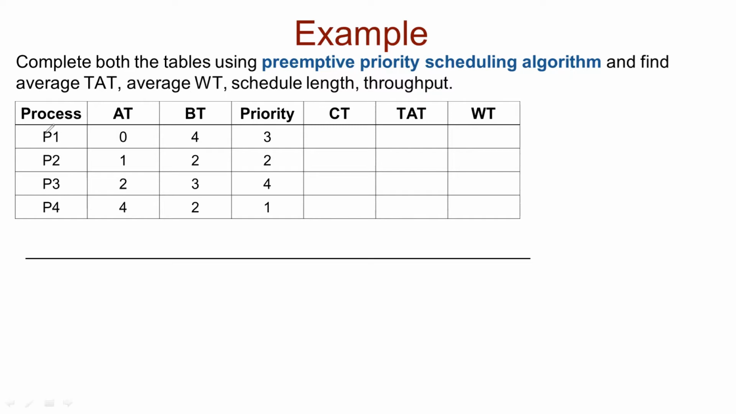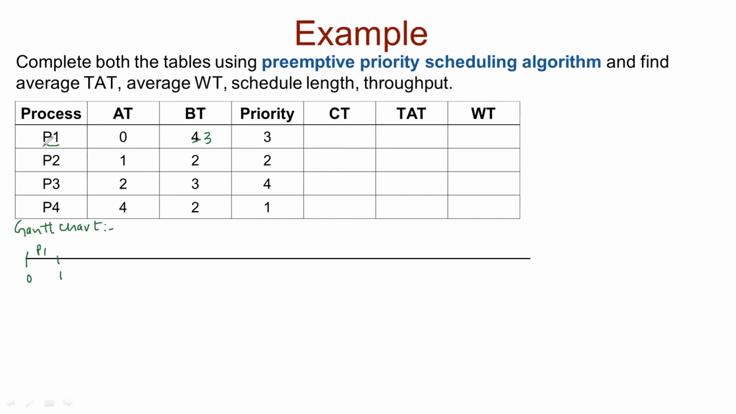So let's see. I'm plotting a Gantt chart. You must have known this thing that we always start with plotting Gantt chart. At time 0, there is just one process in the system, P1. So P1 will be scheduled by the scheduler. P1's burst time is 4. At time 1, its remaining burst time is 3.